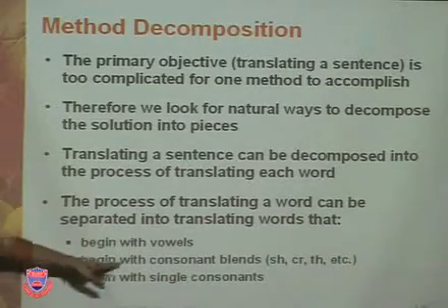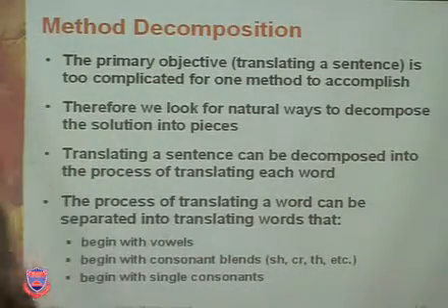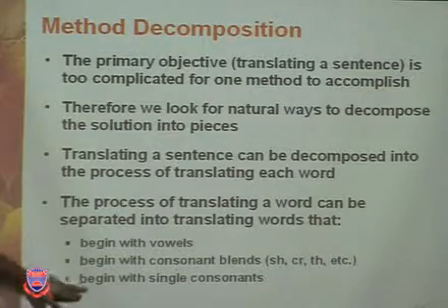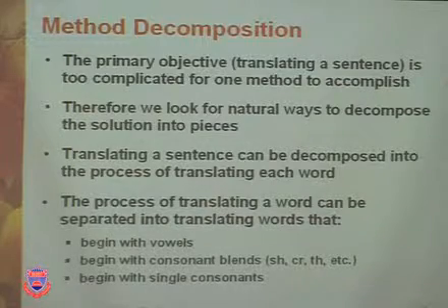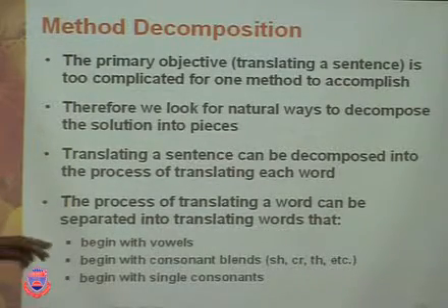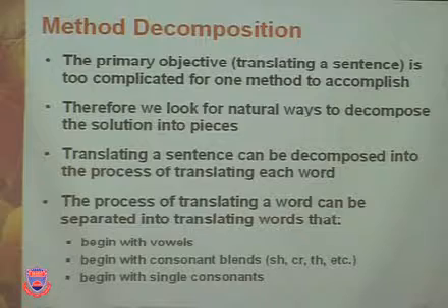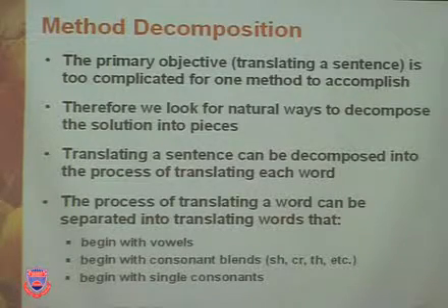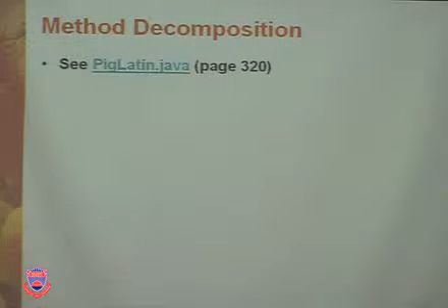And then we have words that begin with consonant blends, such as the one I just gave as an example, SH, CR, TH, and all other consonant blends. And if we have words that begin only with single consonants, we can have three different methods that implement all of these one by one. And according to the condition, we will just call the corresponding method to perform the task. Again, you can perform this in one method as well. That's possible, but it's always easier and nicer to decompose it into smaller pieces because it's easier to manage that way. So let's see the Pig Latin Translator example here.